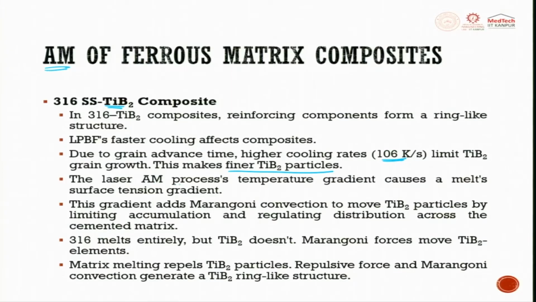In the laser additive manufacturing process, the temperature gradient causes a melt surface tension gradient. This gradient adds Marangoni convection to move TiB2 particles, limiting accumulation and regulating distribution across the matrix. So, what is the other thing you have to do? See, first is TiB2, next is TiB2 dispersion.